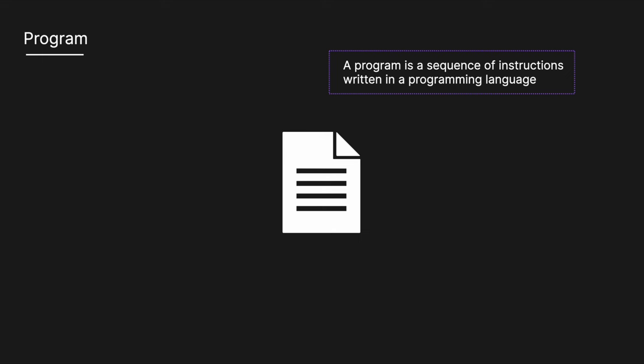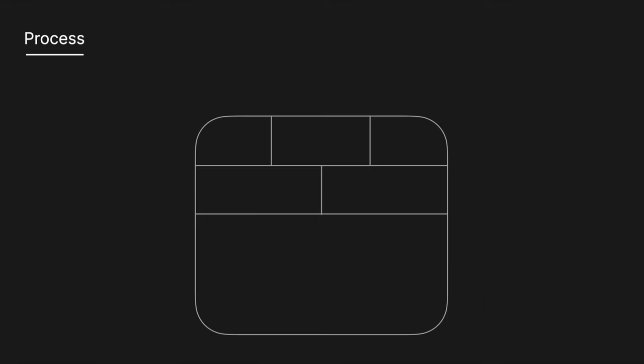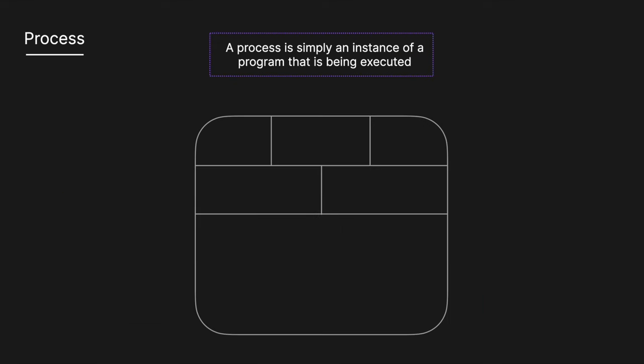Examples of programs include application code, like the code that runs Google Chrome or Microsoft Word, or even just simple scripts. Now let's move on to what a process is. A process is simply an instance of a program that is being executed, as well as the operating system and memory resources. Some common resources every process requires include the code segment. This is the executable code. The data segment. This contains global and static variables that need to be available from any part of the program.